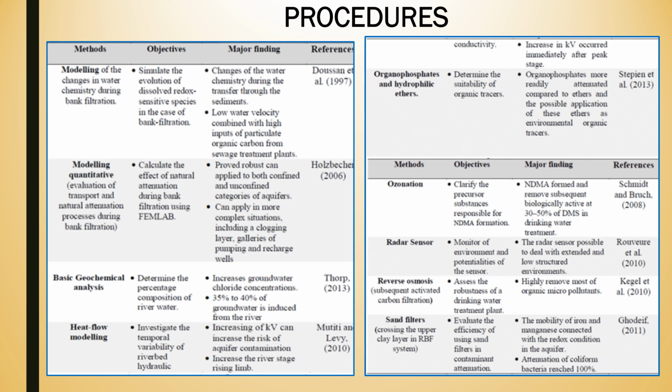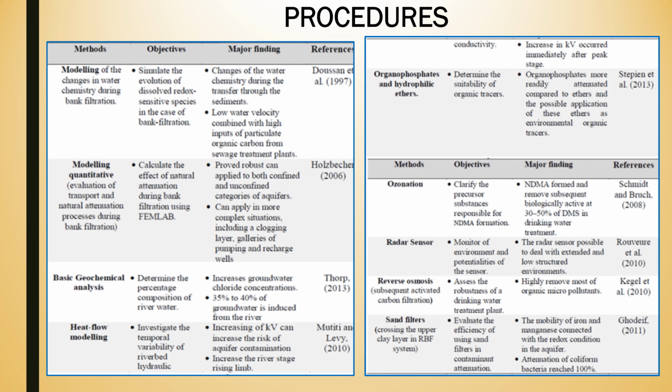So reverse osmosis, with subsequent activated carbon filtration, is used to assess the robustness of a drinking water treatment plant. And the finding is that it highly removes most of the organic micropollutants.